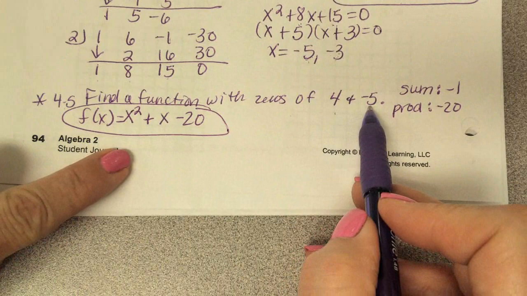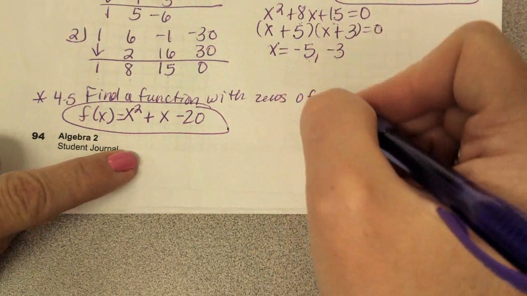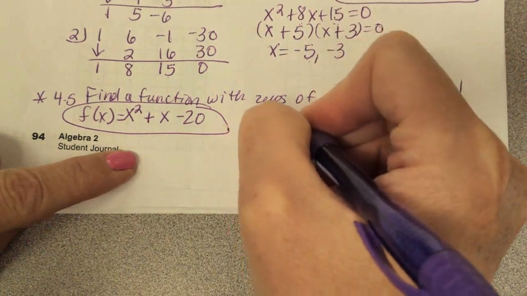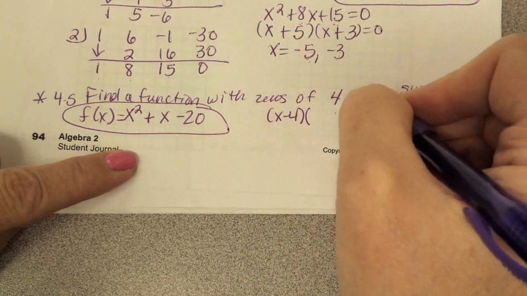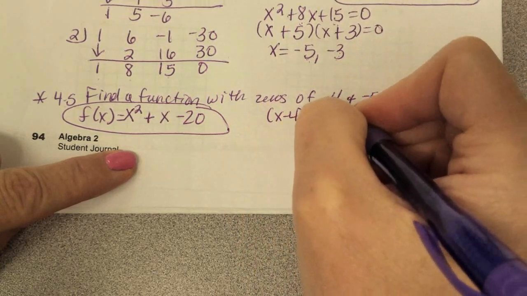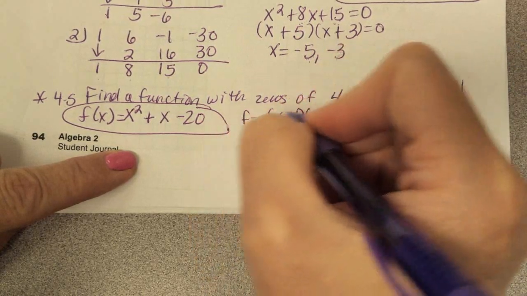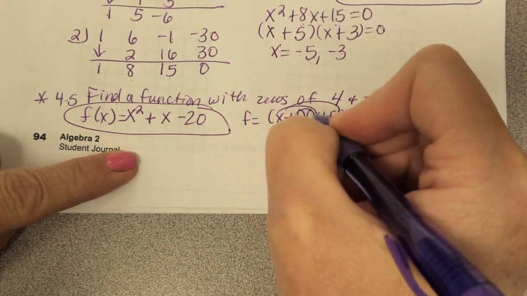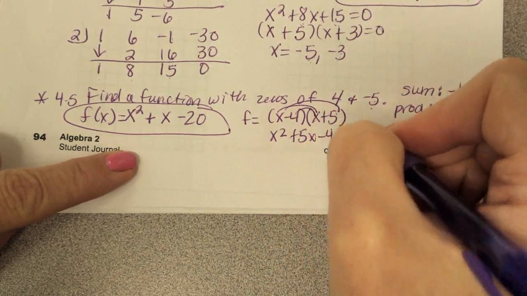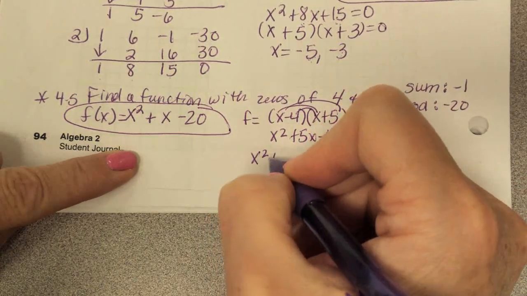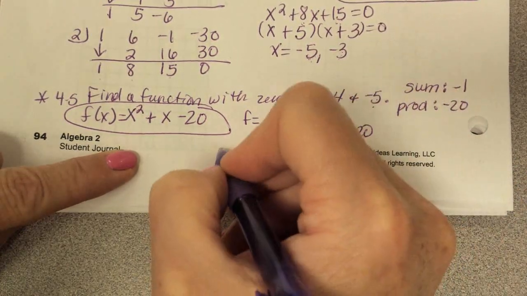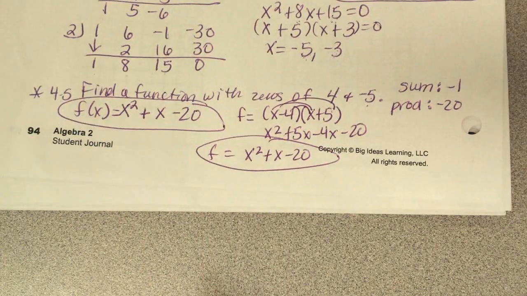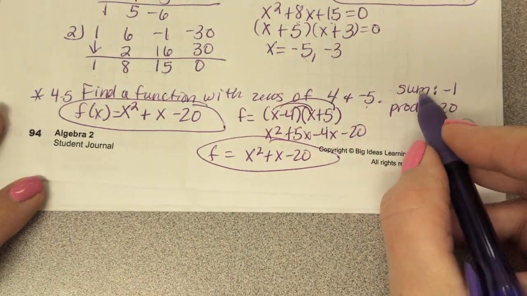So this function right here should be the one that would give us zeros of 4 and negative 5. Now, here's another way I could have done it. If 4 is a 0, it would have been x minus 4. If negative 5 is a 0, it would have been x plus 5. If I multiply this out, I'm going to get x squared plus 5x minus 4x minus 20. And that would give me x squared plus x minus 20. See how I get the same answer doing it that way? So this is a very, very helpful rule to know. And we're going to write it down on the next page.